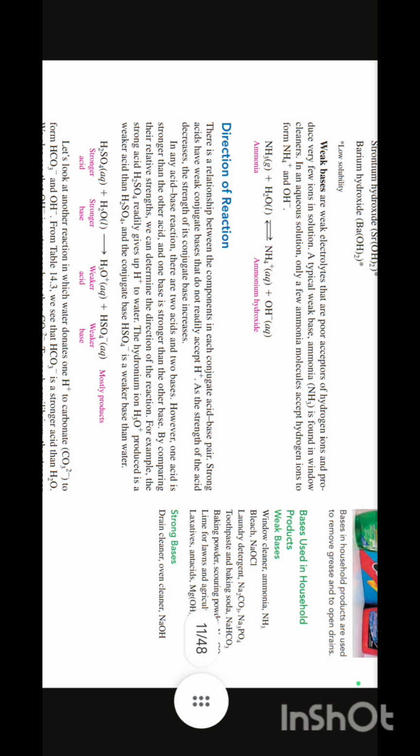Direction of reaction. There is a relationship between the components in each conjugate acid-base pair. Strong acids have weak conjugate bases that do not rapidly accept H+. As the strength of the acid decreases, the strength of its conjugate base increases. In any acid-base reaction, there are two acids and two bases. However, one acid is stronger than the other acid and one base is stronger than the other base. By comparing the relative strengths, we can determine the direction of the reaction.